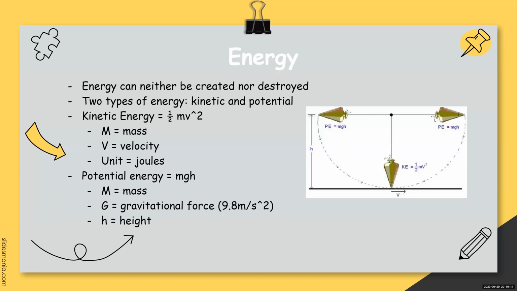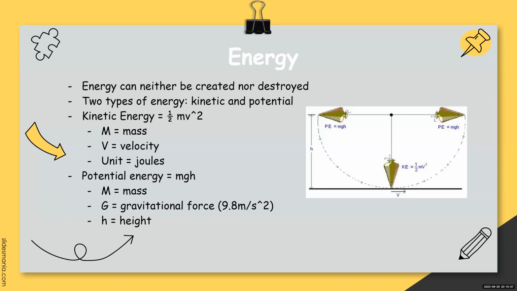And then next we have energy. Energy can neither be created nor destroyed. There are two types of energy: kinetic energy and potential energy. The formula for kinetic energy is 1/2 mv squared, where m is mass, v is velocity, and the unit is joules. And the potential energy is mgh, where m is mass, g is the gravitational acceleration, otherwise known as 9.8, and h is the height at which the object is.